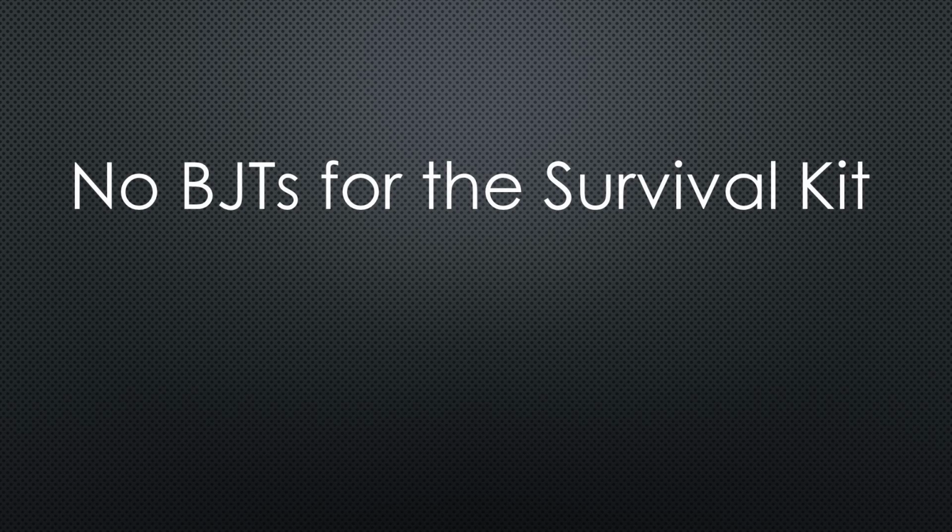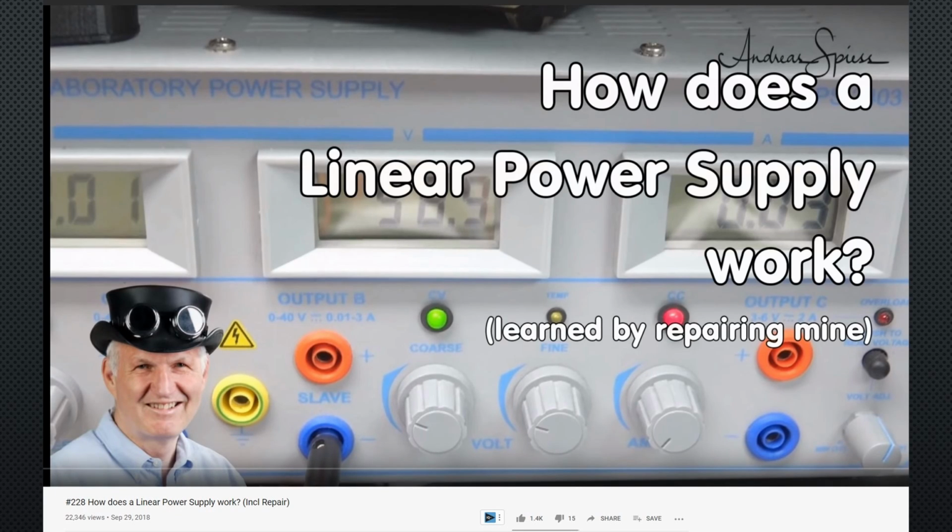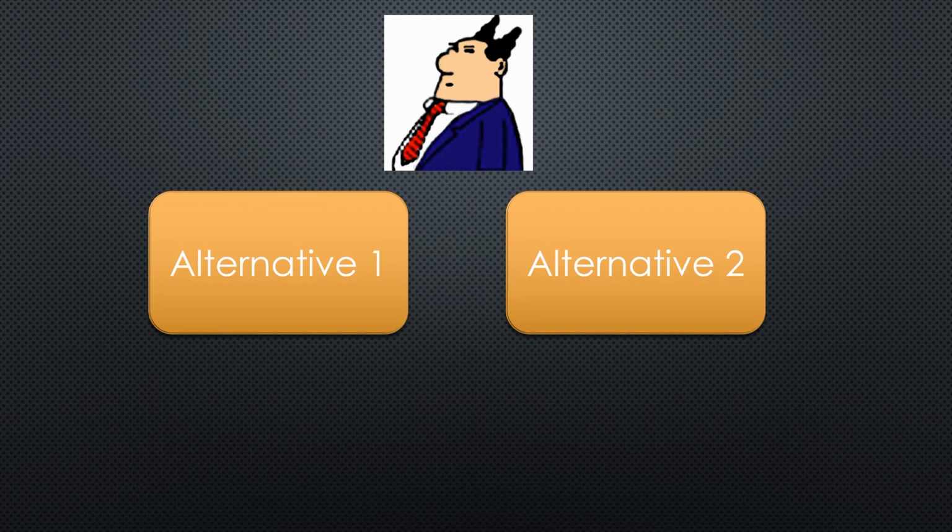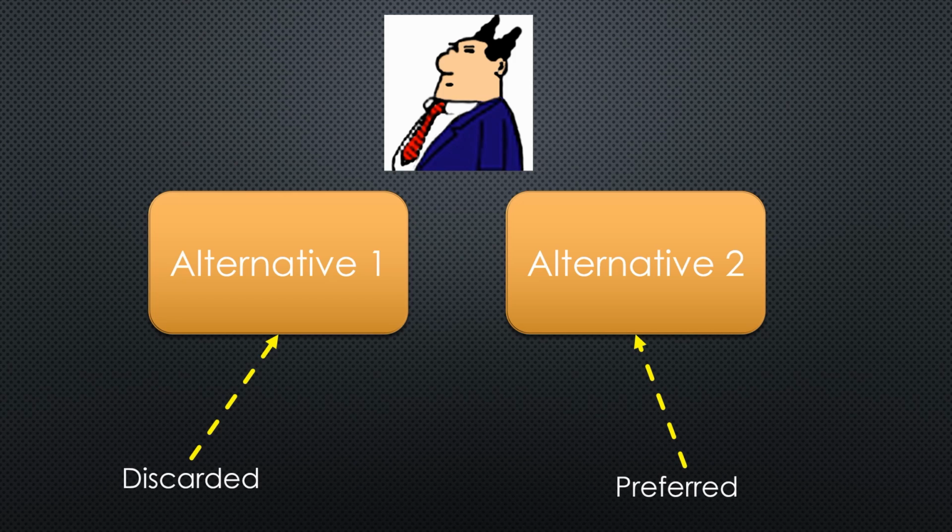This is, by the way, the reason why I found some power transistors in a bin. I used them to repair my linear power supply in video number 228. Did I steal your time? I do not think so. Why? Try once to go to your boss without a discarded alternative. He for sure will ask you, why did you not consider the other alternative? This is what I wanted to avoid.